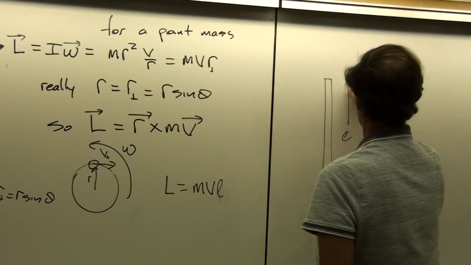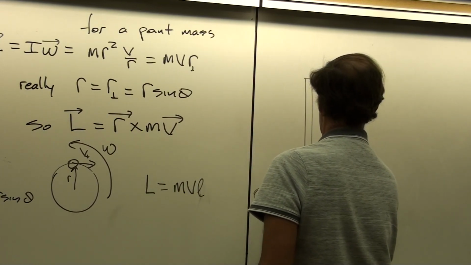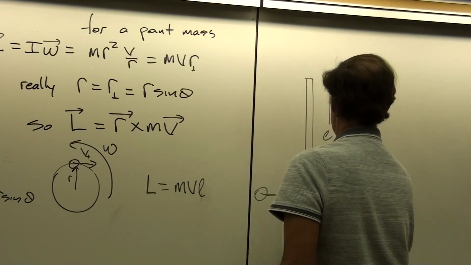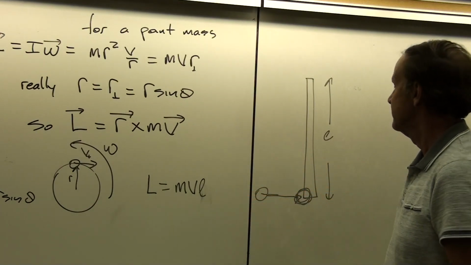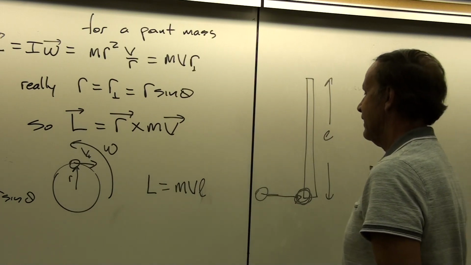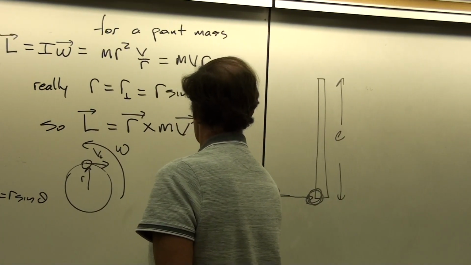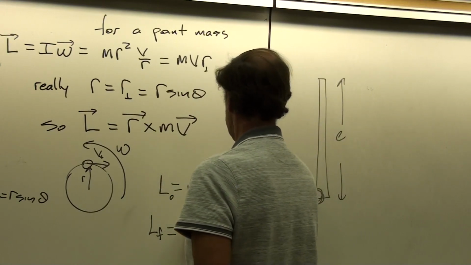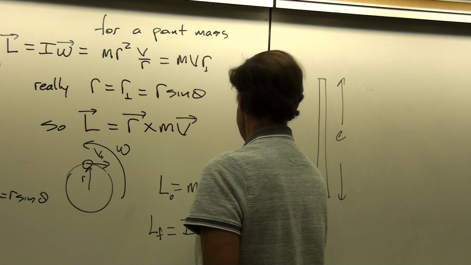So here's L, and so here is our mass. It comes in and it hits, but just before it hits, the angular momentum is mvL. Then what is it afterward? Well, L afterward is going to be equal to I times omega.